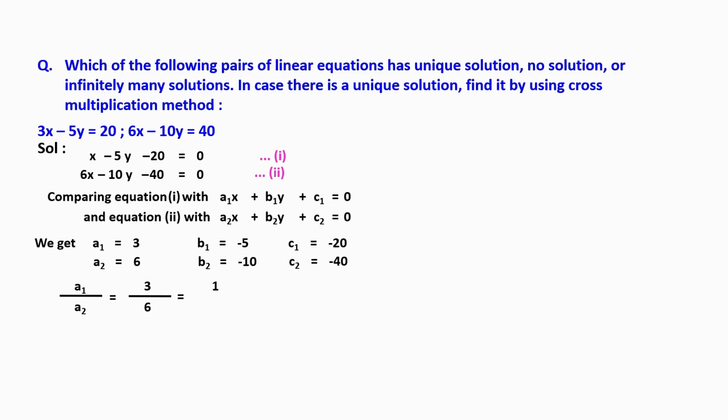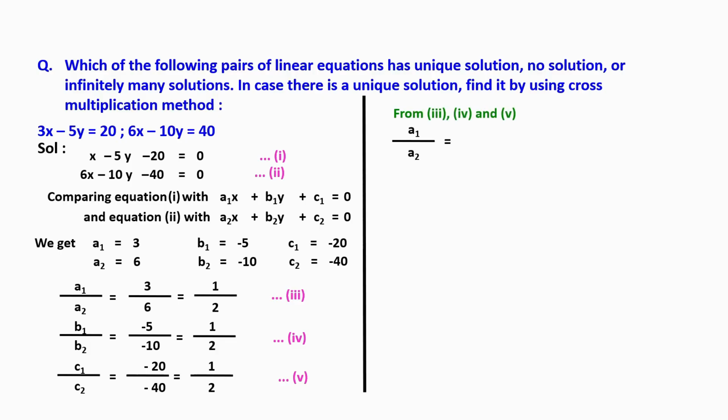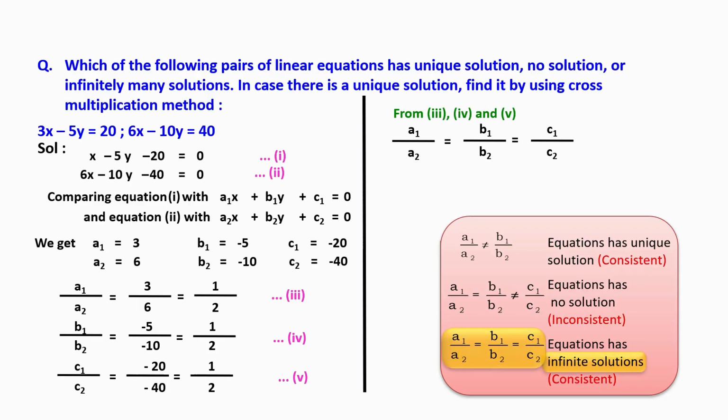Now, let us find the ratios. a1 by a2 is 3 by 6, which simplifies to 1 by 2. b1 by b2 is minus 5 by minus 10, which also simplifies to 1 by 2. c1 by c2 is minus 20 by minus 40, which again simplifies to 1 by 2. Since all three ratios are equal, the pair of linear equations has infinitely many solutions.